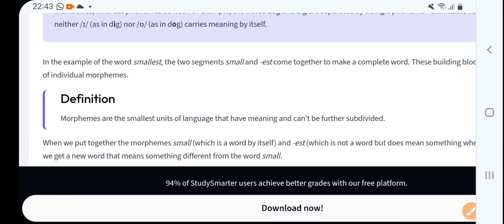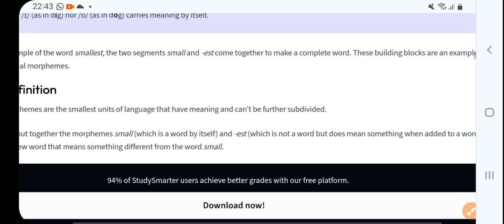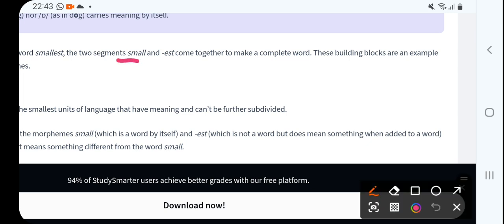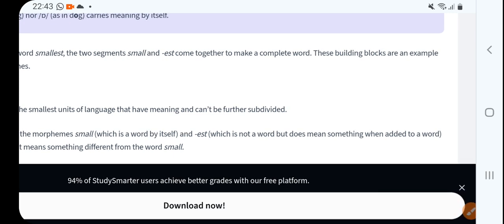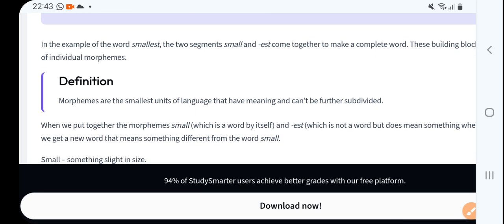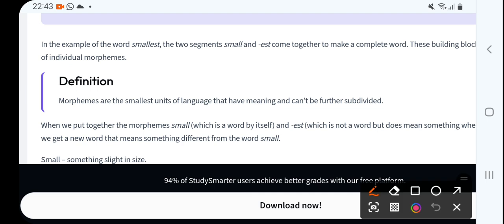In the example of the word smallest, the two segments small and est come together to make a complete word. Okay, so small and est make a complete word. These building blocks are an example of individual morphemes. So this is a building block which makes something. This is the building block of individual morphemes.